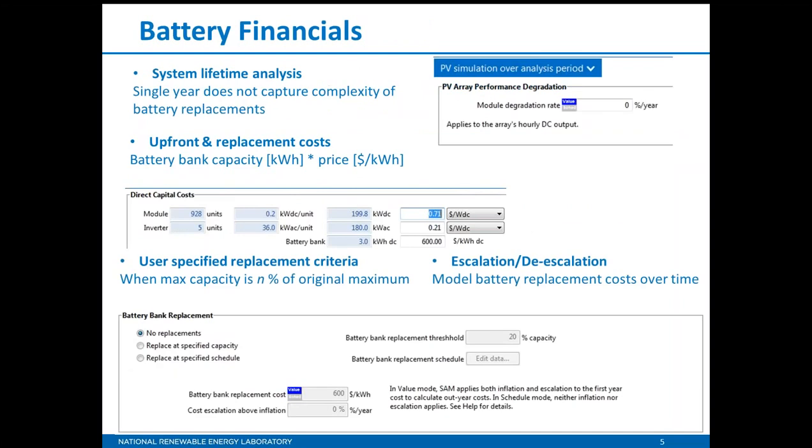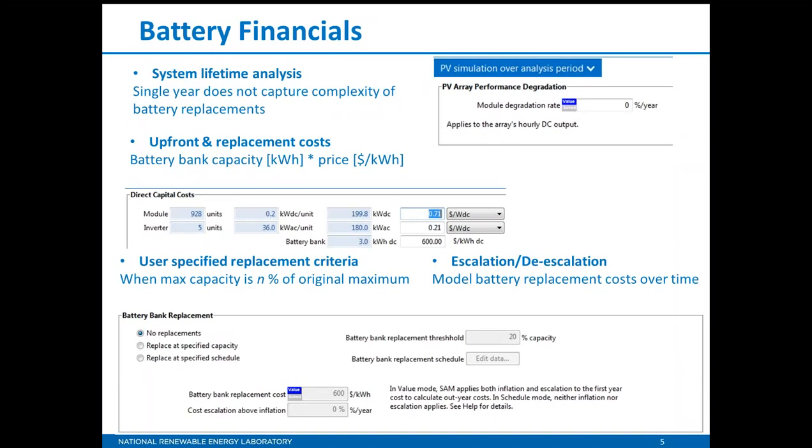The financial parameters that you might be interested in looking at for your battery for a system lifetime analysis are going to include things like your upfront and replacement costs. You need to have a rough estimate of how much the battery is going to cost per kilowatt hour. There are various estimates out there for this right now and various targets, and so it's up to you to choose what target you're looking at.